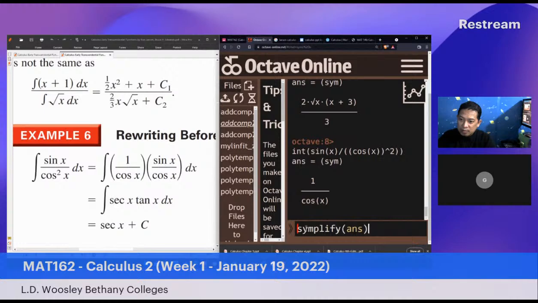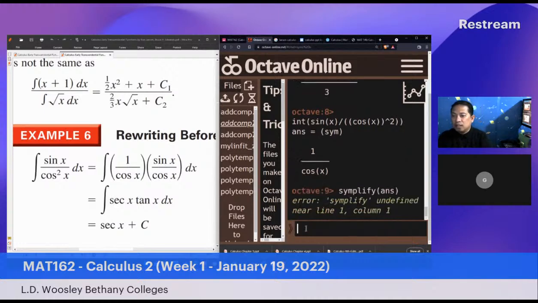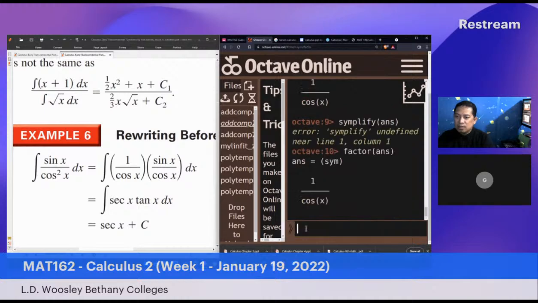Hindi ko alam bakit ayaw nyo ma-simplify. Ayaw, no? Or paano kaya ito? Factor answer? Ganun na lang yun, eh, no? So, okay din naman. Si Octave, eh, no? Ayaw niyang ilagay sa secant kasi naka-default sa in terms of cosine and sine yung sagot, eh.